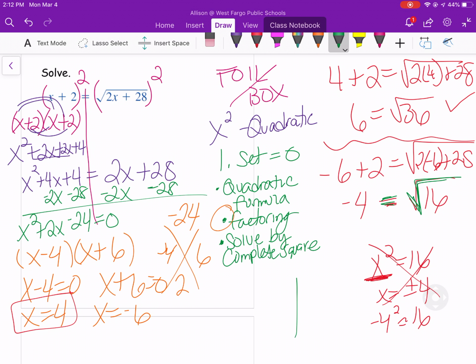Think about when you graph the square root function. It starts at the 0 and goes to the positive. It's undefined for those negative values. So the square root by itself never equals a negative. So this is not true. The square root of 16 equals 4. So negative 6 doesn't work. We can't have a square root equal to a negative answer. This is called an extraneous solution. So x equals 4 is our only answer in that problem.